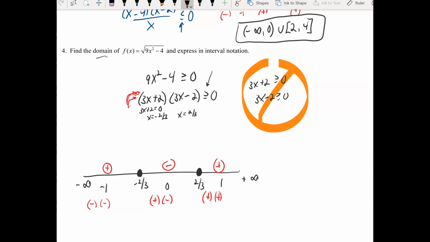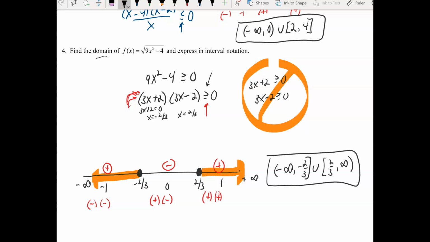All right, now again, what we're looking for is the positive outputs, anything greater than or equal to 0. So our final intervals will be, we'll just go from here to here, and then continuing in that direction, and then from here to here, and continue to infinity. So it would be negative infinity to negative 2/3, inclusive, and then union with positive 2/3 to infinity. And there we go. Okay, I hope you found this video helpful.